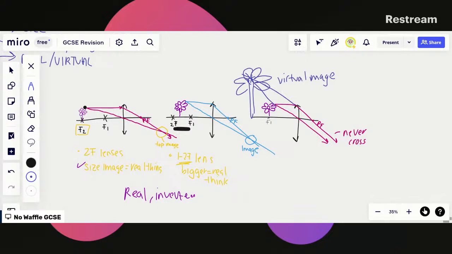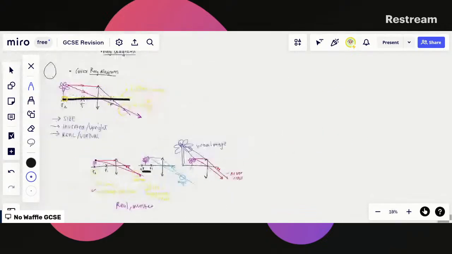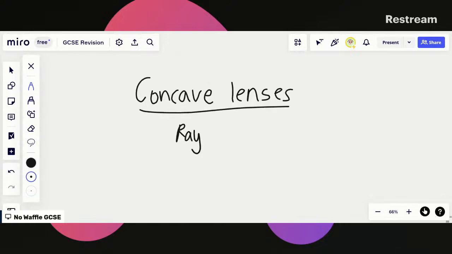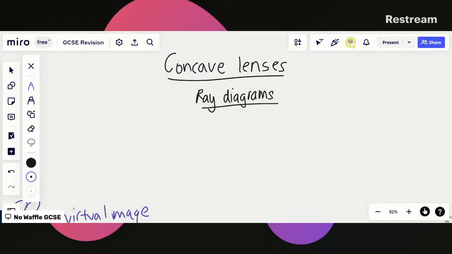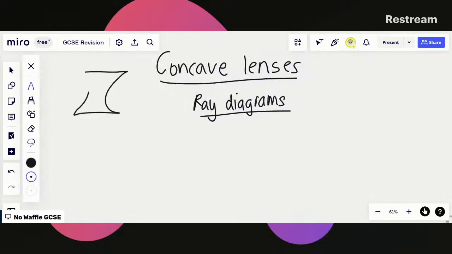Okay. So we've talked about convex lenses, now on to concave lenses. I hope what I'm saying makes sense to you. But let's talk about concave now. So concave lenses, we're going to talk about the ray diagrams. Okay, let me just move this away. So remember, concave, in terms of ray diagrams, they don't look like this. They look like you've almost got two V's, and you're connecting these two V's with a line like that.